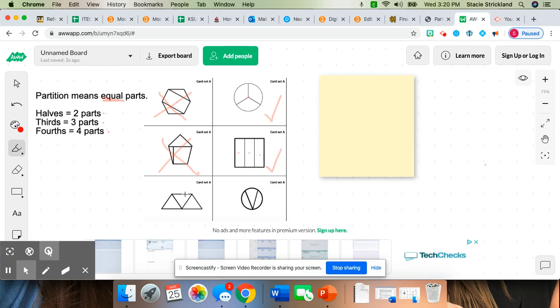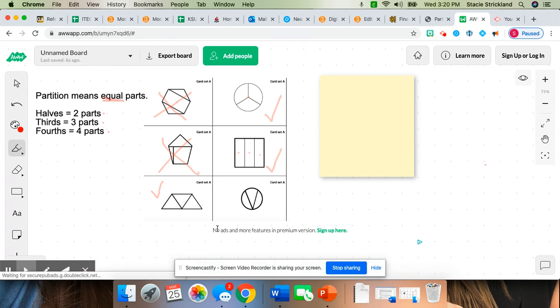Okay. This looks like a trapezoid. Let me check. 1, 2, 3, 4 sides and 4 vertices. Yeah, that's definitely a trapezoid. And I've got 1, 2, 3 parts. Now, the shapes are kind of flip-flopped, but it still looks like those are the same size. So this shape is partitioned into 3 equal parts, because even though the triangles it's broken up into aren't necessarily facing the same direction, they're still the same size. So it's definitely partitioned equally.